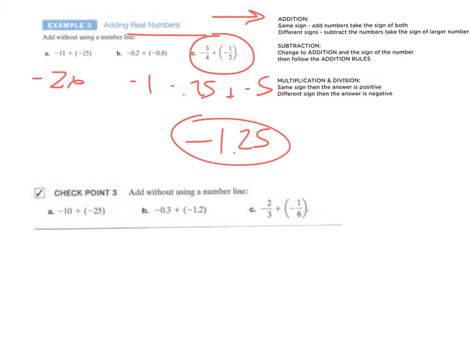So basically, when you have two negative numbers, you add. So same sign, add the numbers, take the sign. So this would be a negative 35. This would be a negative 1.5. Now here's an example where that's a repeating decimal.